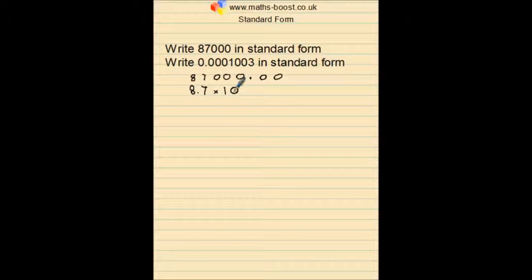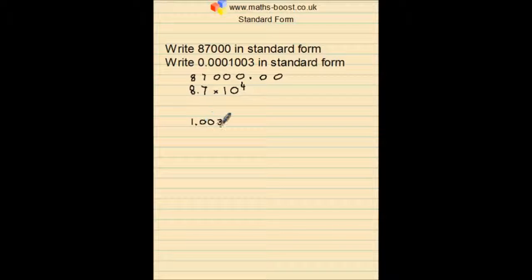We know it's going to be times 10. And so having asserted that, simply see how many place values you would need to move. 1, 2, 3, 4. If I moved 4 place values, I'd get 8.7. Now this is a big number, so one way of looking at it is we know it's going to be a positive.